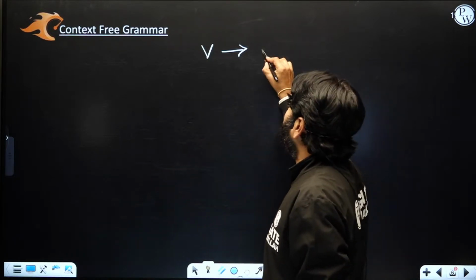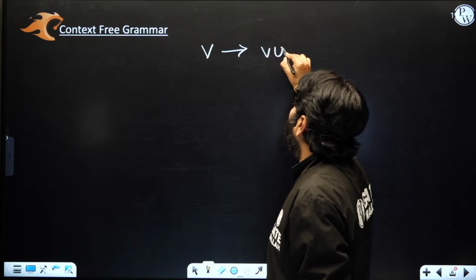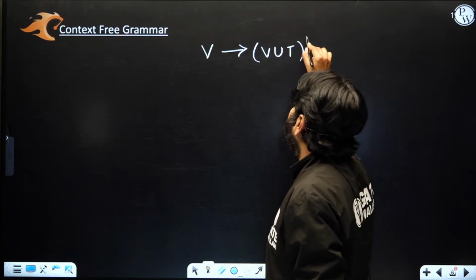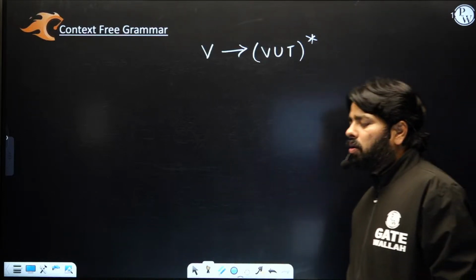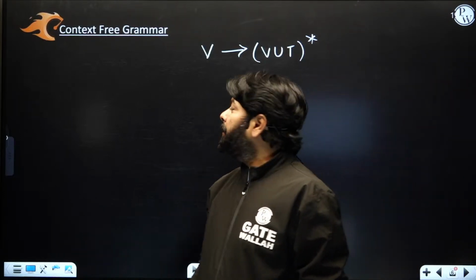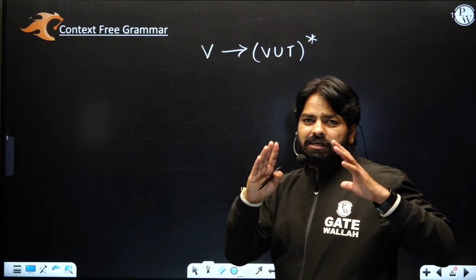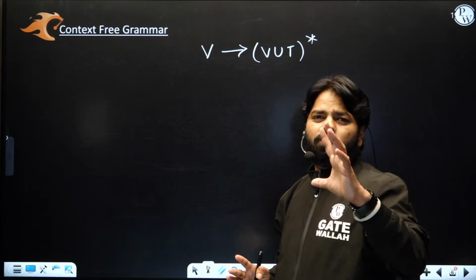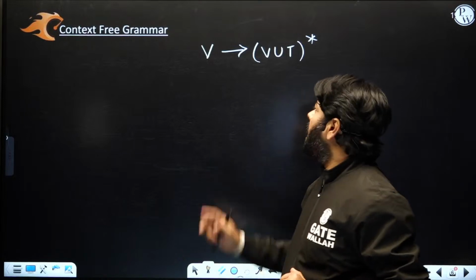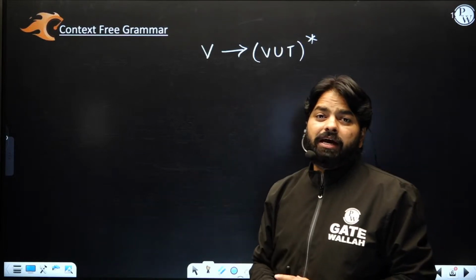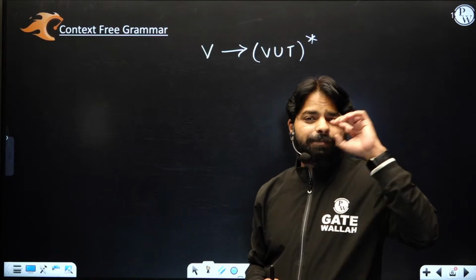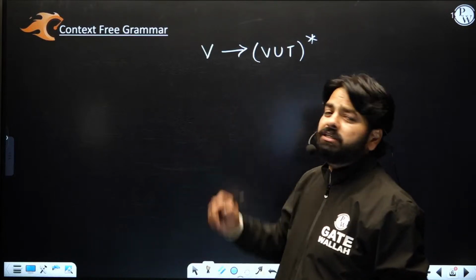Here anything, basically anything means (V or T) whole star. Of course you can write (V plus T) whole star. So (V union T) whole star. That means LHS is restricted to exactly one symbol, that too a non-terminal, and RHS has no restriction at all. So this is called context free grammar. Every production of a context free grammar will follow this restriction.